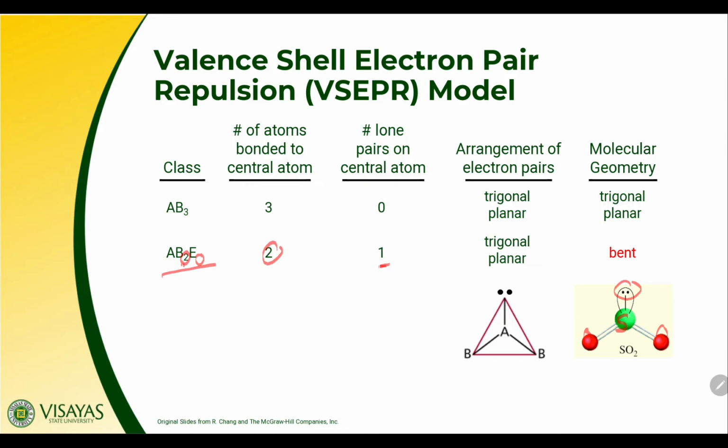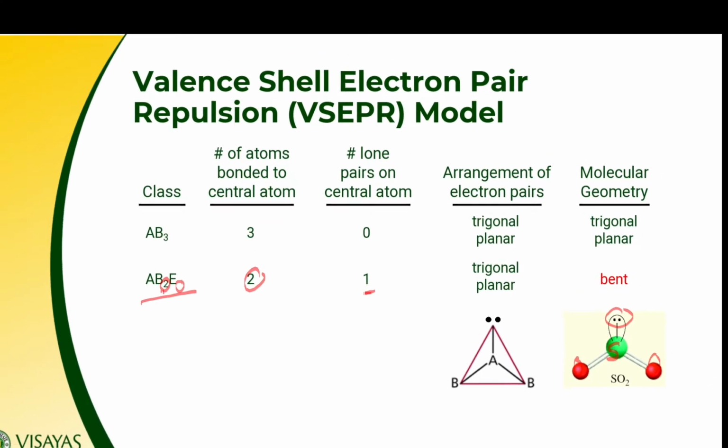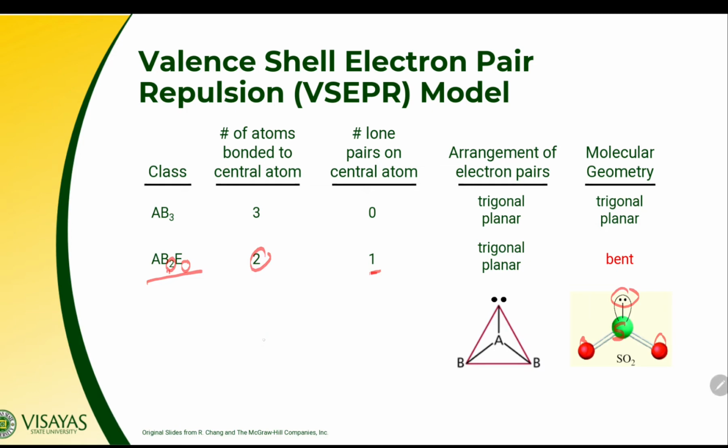So how do we draw AB2E? Remember our AB3, so you have A, then our 3 atoms bonded.